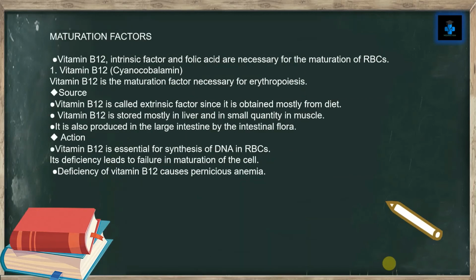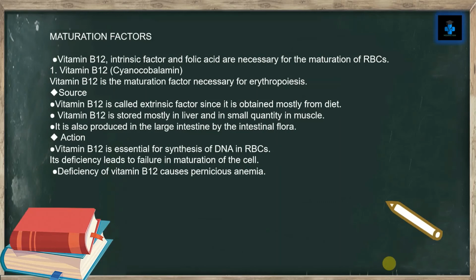Maturation factors. Vitamin B12, intrinsic factor, and folic acid are necessary for the maturation of RBCs. Vitamin B12 is also known as cyanocobalamin. It is the maturation factor necessary for erythropoiesis. Source: vitamin B12 is called extrinsic factor since it is obtained mostly from diet. Vitamin B12 is stored mostly in the liver and in small quantity in muscle. It is also produced in the large intestine by the intestinal flora.